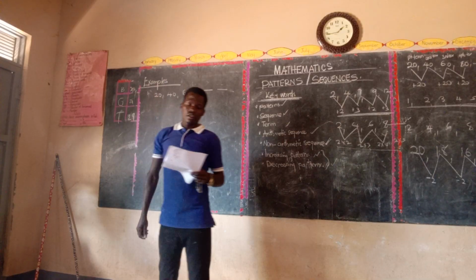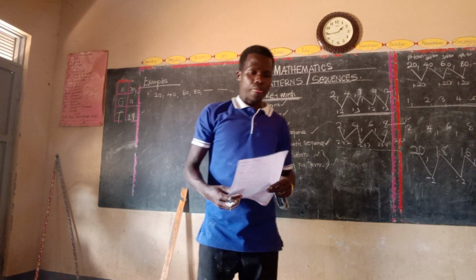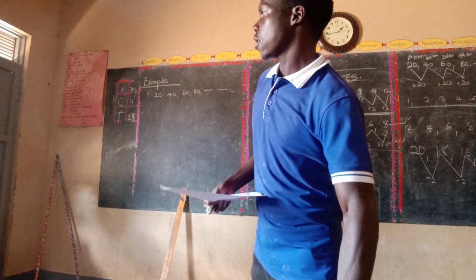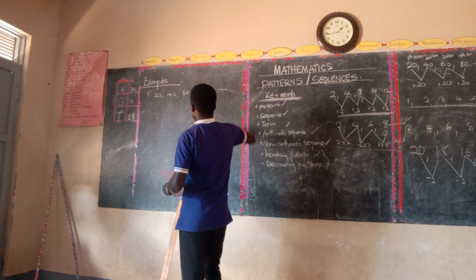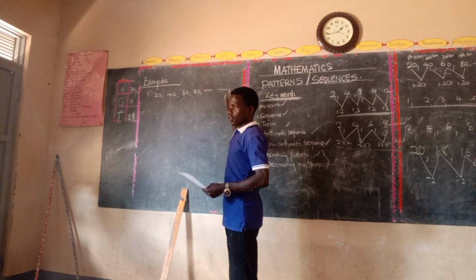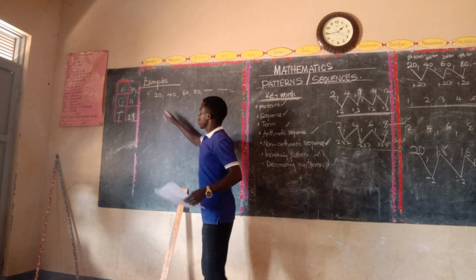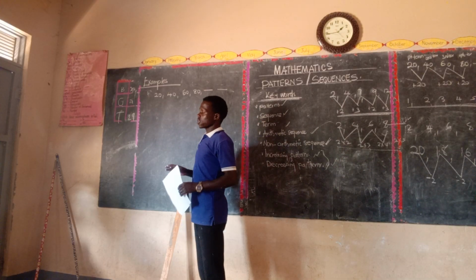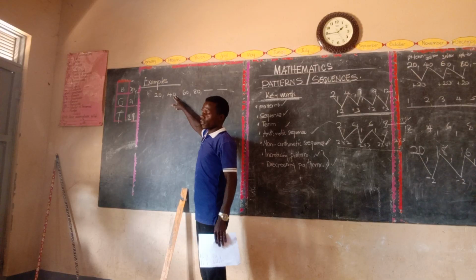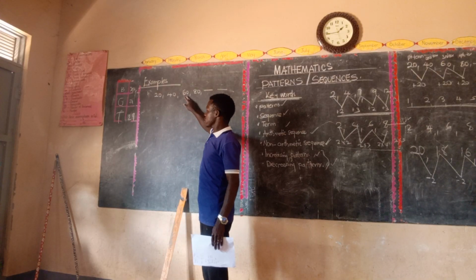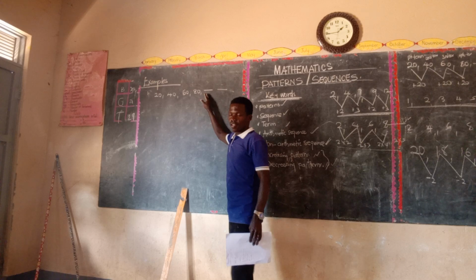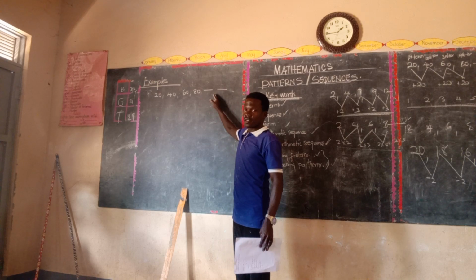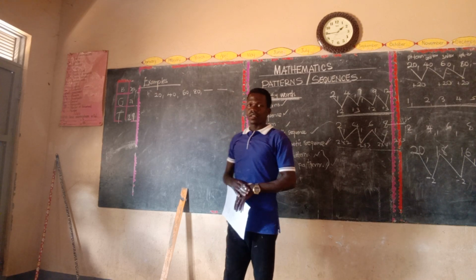Alright, so let's look at this example. These numbers, we are calling them the series. Here our first term is 20, the second term is 40, followed by 60, followed by 80, and we are told to find the missing terms. What do we do in this?